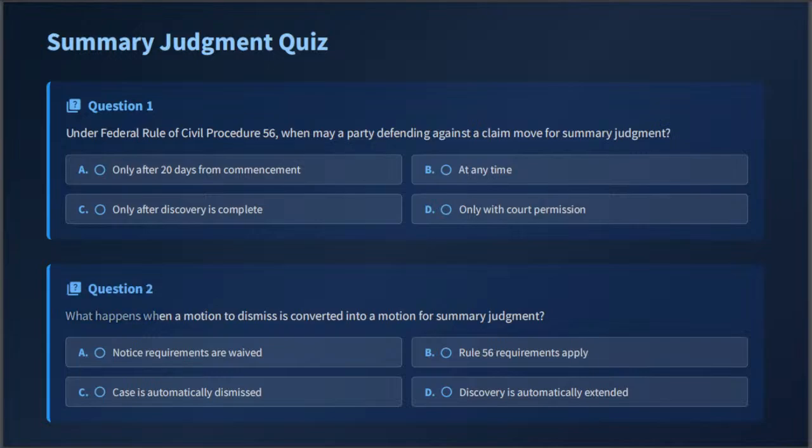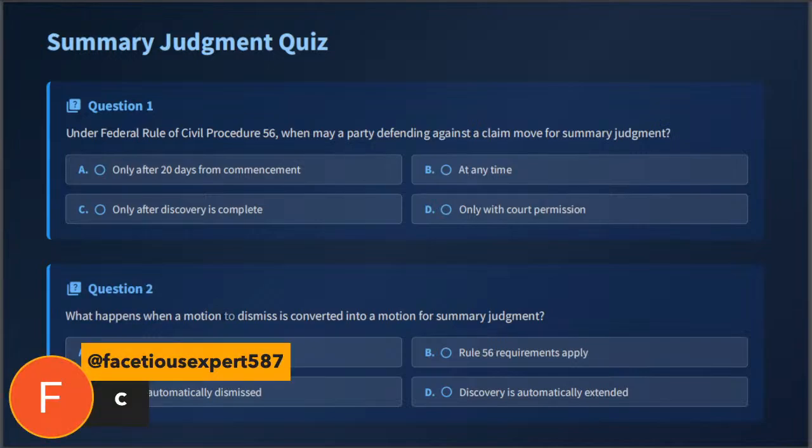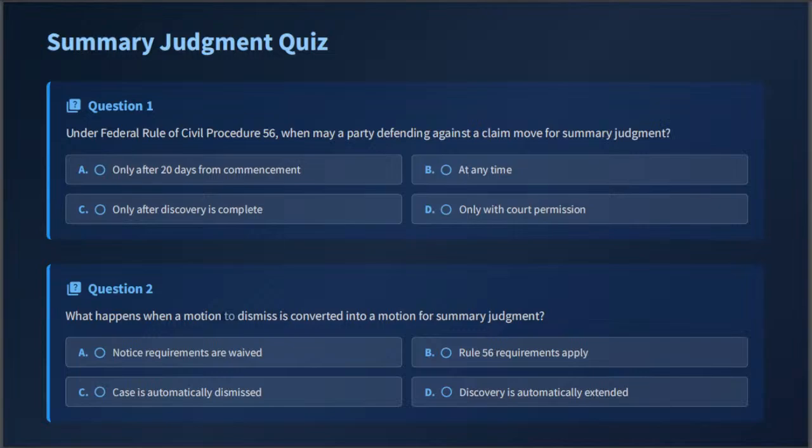Facetious Expert 587 says C. Greetings to you. Is that for question 1 you're saying? You got to put a number in there before I take the answer as a final. But let's go to question 2 while you figure that one out.